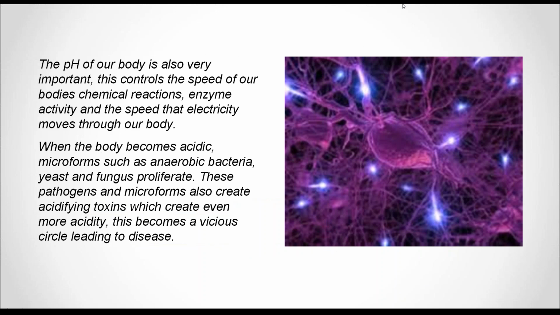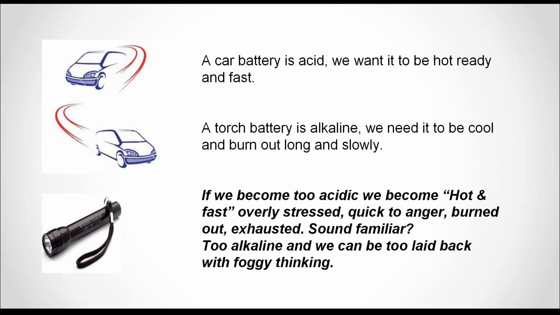The pH of our body is also very important. It controls the speed of our body's chemical reactions, enzyme activity, and the speed that electricity moves through our body. When the body becomes acidic, microforms such as anaerobic bacteria, yeast and fungus proliferate, as we saw in the fish tank analogy. These pathogens and microforms also create acidifying toxins, which create even more acidity. This then becomes a vicious circle leading to disease.